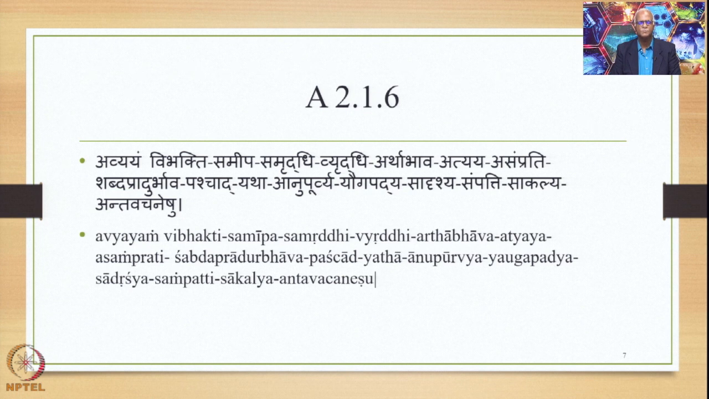The second pada in this particular sutra is a very big compound. This is a dvandva compound: vibhakti, samipa, samruddhi, vriddhi, arthabhava, atyaya, asamprati, shabda pradurbhava, paschat, yatha, anupurvya, yogapadya, sadrashya, sampatti, sakalya, anta. All these make a dvandva compound. And then there is a shashti tatpurusha samasa, etesham vachaneshu. Now this is a dvandva garbha shashti tatpurusha samasa.